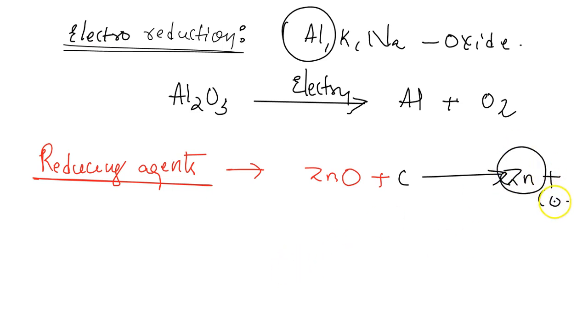Did you see what happened over here? Zinc has lost oxygen because carbon is used. Carbon here acts as the reducing agent. Okay. Now, moving on. Third step.